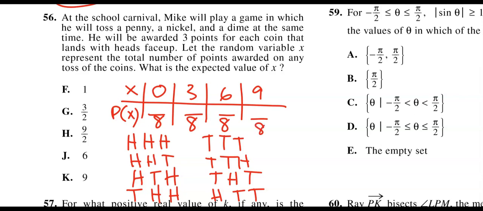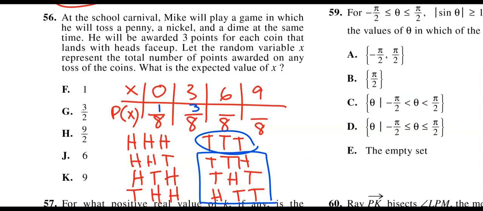How many of those would be no points at all? Wouldn't that just be that one right there? So that would be 1 out of 8. How many would he earn 3 points? Where he's only got 1 head. So that would be any of those 3 options. So that's a probability of 3 out of 8.